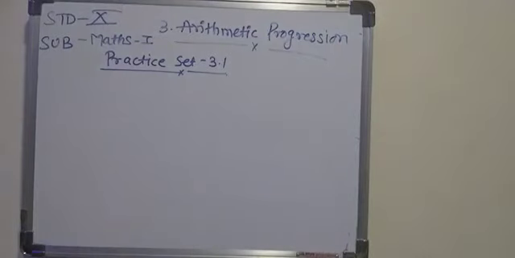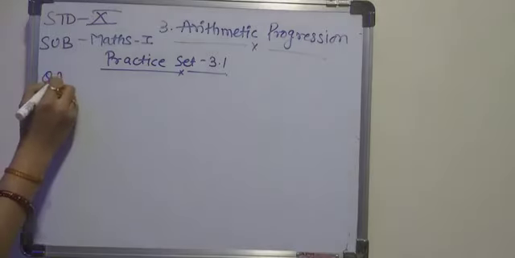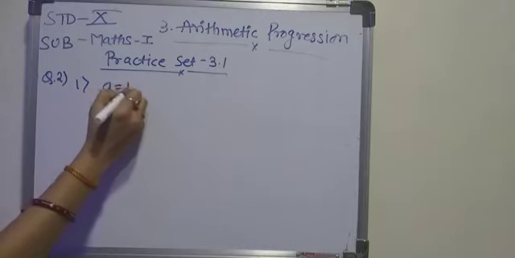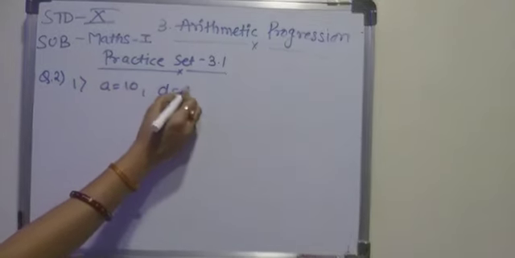In question number 2, write an AP whose first term is A and the common difference is D in each of the following. In the second question, they have given you the first term and the common difference and we have to find the AP. You have to write the sequence which is in AP. The first one: A is equal to 10 and the difference is equal to 5.